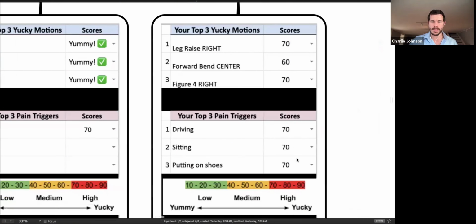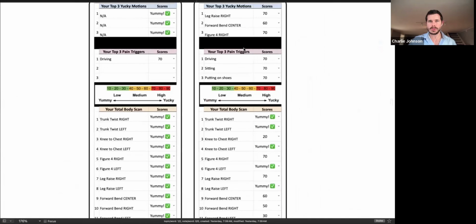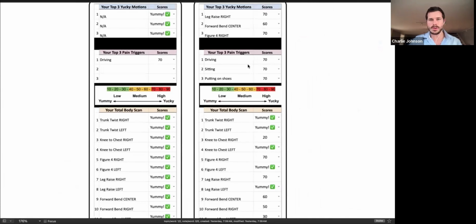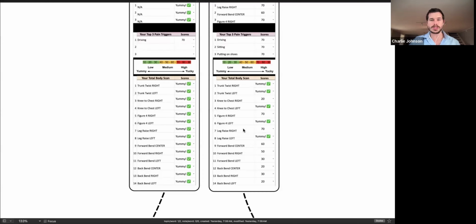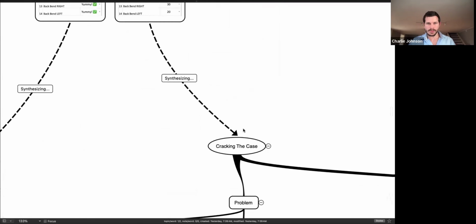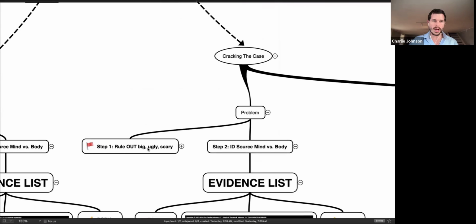It's very telling. Of course, he went through the rest of the motions, and we just asked the people to pull their top 3 yucky motions. And again, you can't manage what you don't measure. So we need to start measuring this so that we know what's working. We're not just thinking, we want to know. So now we synthesize everything. We crack the case. Again, we've got a solution and we've got a problem. Rule out big, ugly, scary.